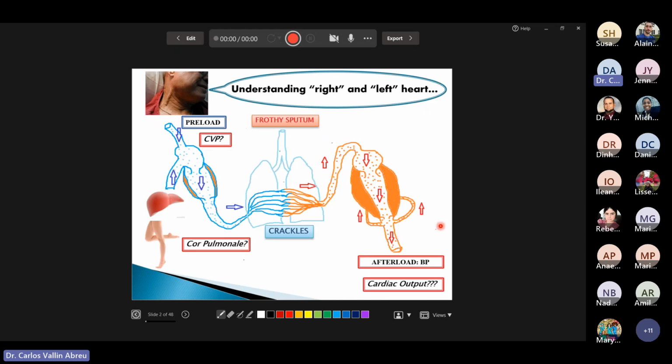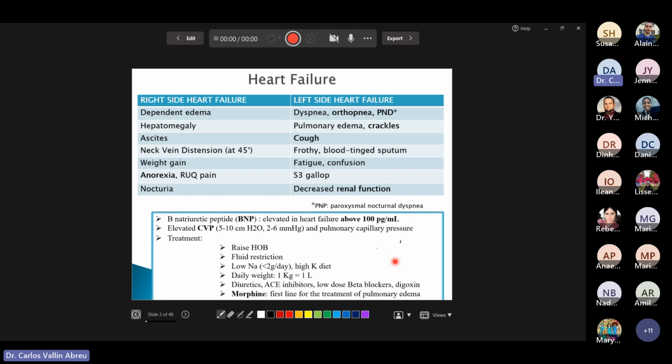The left heart needs to pump the blood to the kidneys, to the brain, to the muscles. So you expect foggy brain, you expect weak muscles, and you expect a decreased urinary output. This is what is referred to here as fatigue, confusion, and decreased renal function.